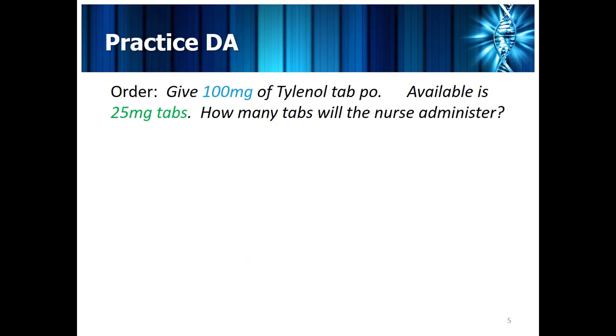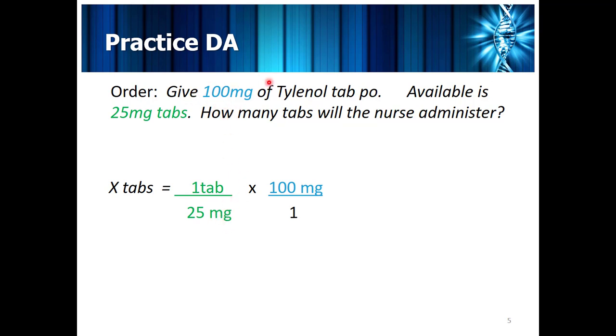Another example, 100 milligrams of Tylenol PO. Available as 25 milligram tablets. How many tabs will you administer? Well, I have X tabs on the left, like we said, how many tabs? To match it, I need something that says tab here, 25 milligram tablets. So I say 1 tab over 25 milligrams. What is in the equation that matches that milligram?